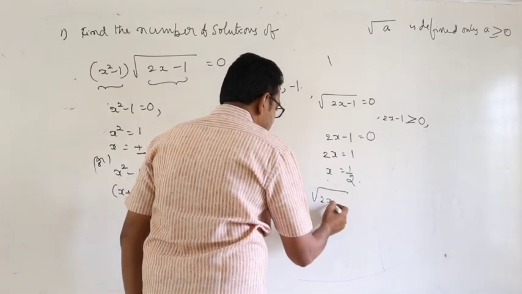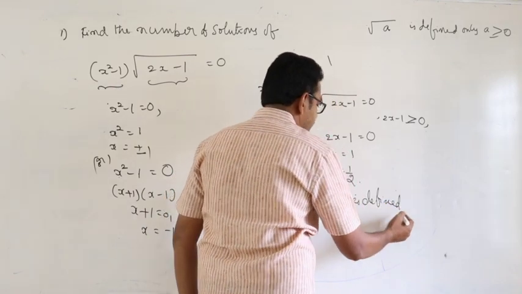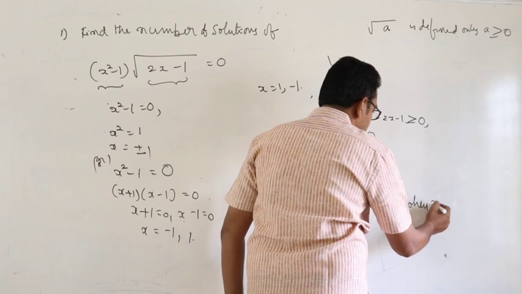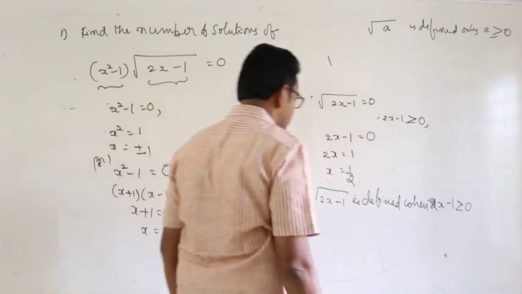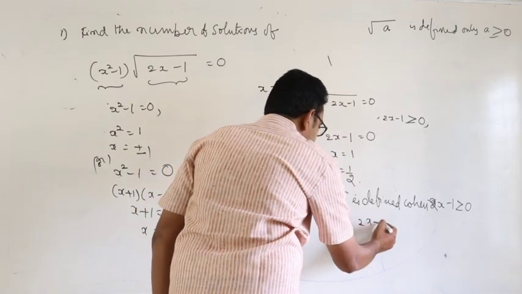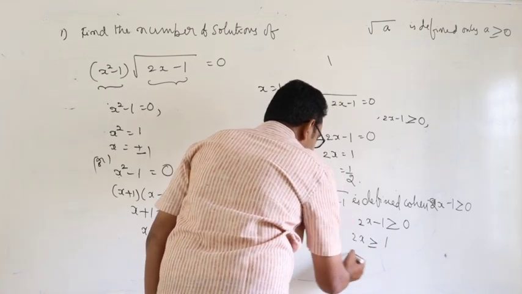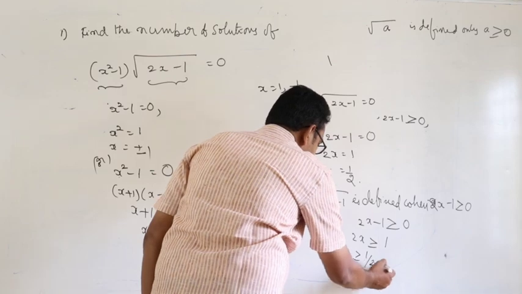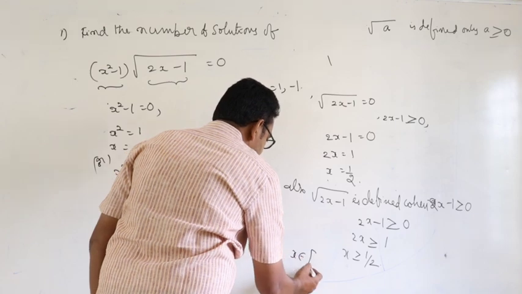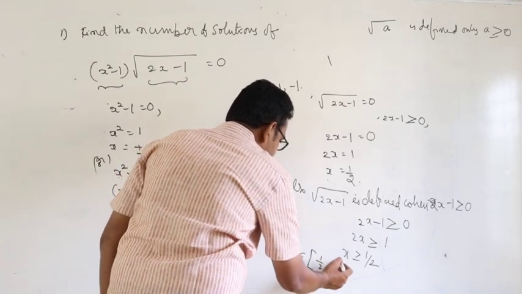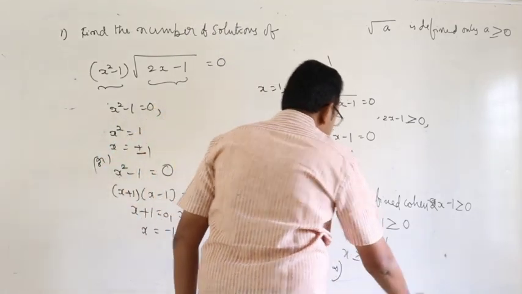Also, root of 2x minus 1 is defined when 2x minus 1 is greater than or equal to 0. That is, 2x is greater than or equal to 1, x is greater than or equal to 1 by 2. That means x belongs to 1 by 2 comma infinity. In this interval it is defined.